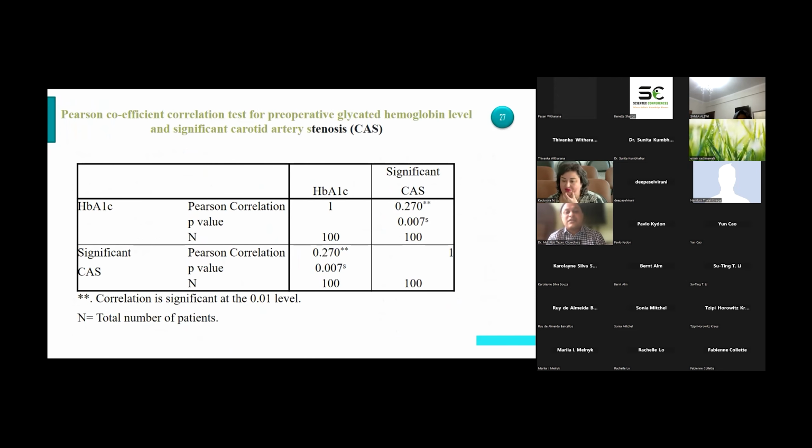We evaluated the patients' preoperative glycated hemoglobin, that is hemoglobin A1C, and significant carotid artery stenosis by the Pearson correlation coefficient test. The test shows a significant positive relationship between the glycated hemoglobin level and significant carotid stenosis, that is, 50% or more stenosis of the carotid artery. The p-value was 0.007. The Pearson coefficient was 0.270.